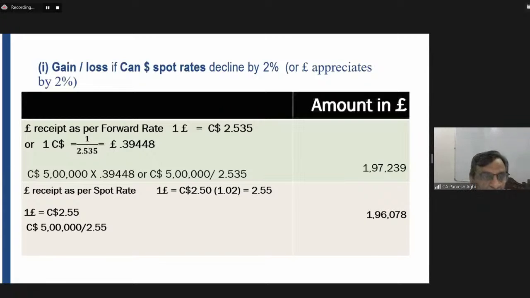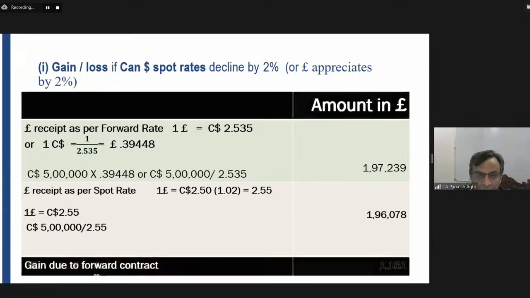Now look at this. If he had not taken a forward cover, he would have got 1,96,000 because the Canadian dollar spot rate after 6 months has actually declined by 2%. So if he had not taken a forward cover, he would have got a little less in terms of pounds. But since he has taken a forward cover, he is getting 1,97,239, which means that he is gaining due to the forward cover.